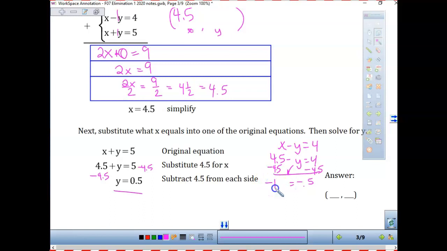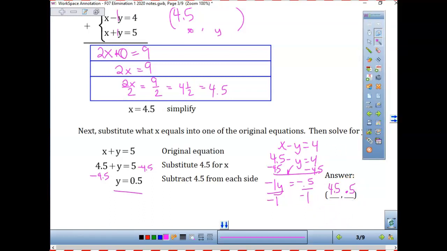It's negative 1y equals this. So if you can always choose the one where the y is positive, a lot of you will make fewer mistakes. Because some of you will tell me the answer is negative 0.5. But you really should be dividing both sides by negative 1. And my answer here is 4.5, 0.5.